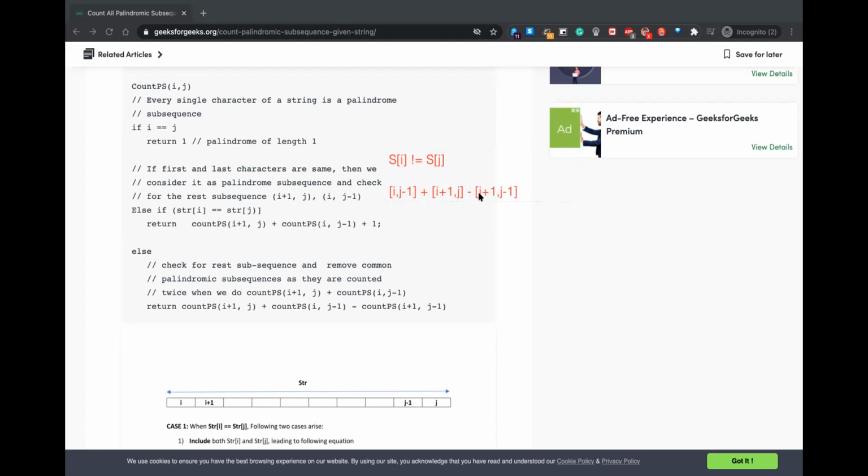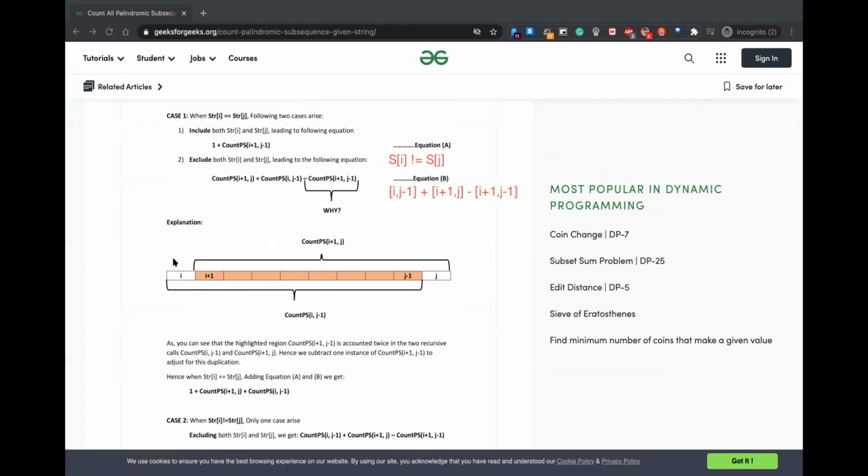Now you are able to see the equation, right? So if we want the number of subsequences for the i to j range, it will be this equation. If those are not equal, it would be i, j minus 1 plus i plus 1, j, and i plus 1, j minus 1 is the one which is overlapped, that is getting counted twice. You can see this diagram, right? So it is counting twice, therefore you have to remove one of them.